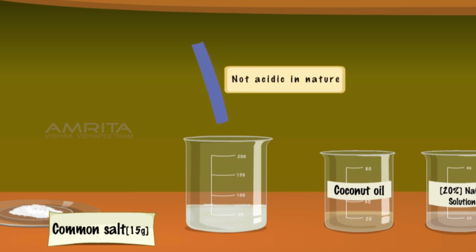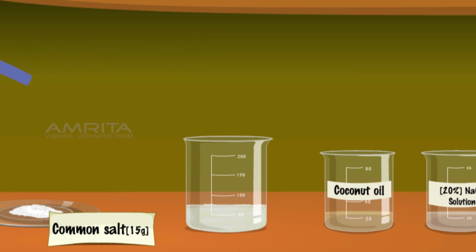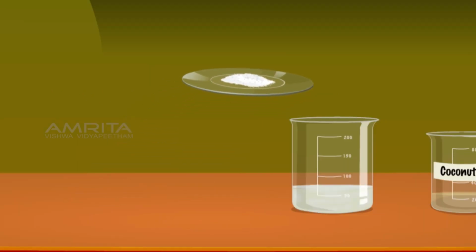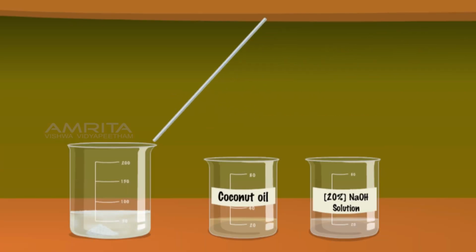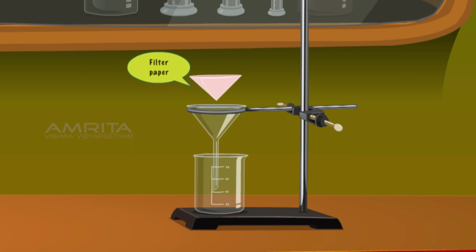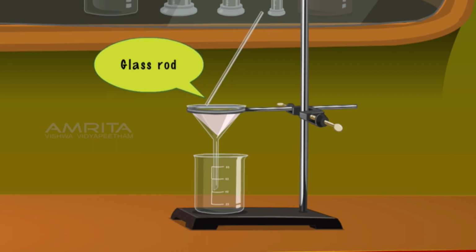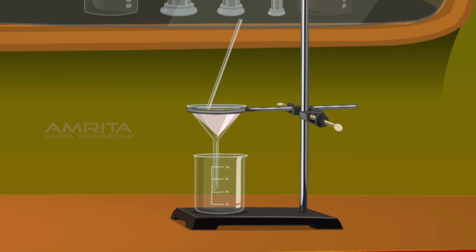Add 15 gram of common salt into the suspension. Stir it well with the glass rod. It is observed that the soap is precipitated out as a solid. Take a filter paper and fix it in the filter funnel and hold the glass rod over the funnel. Take the beaker containing soap and pour it over the glass rod and filter the mixture.